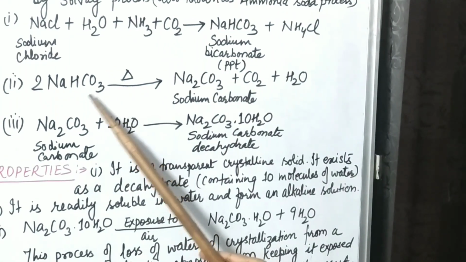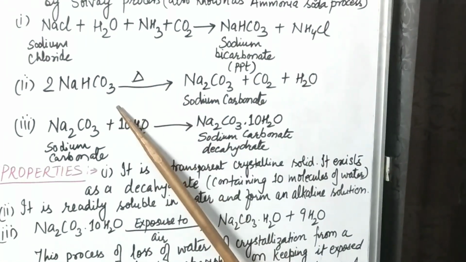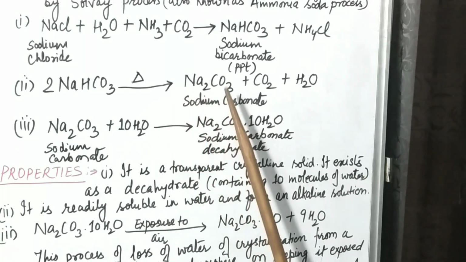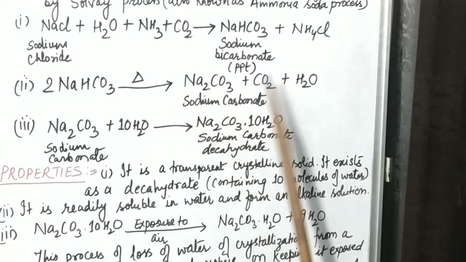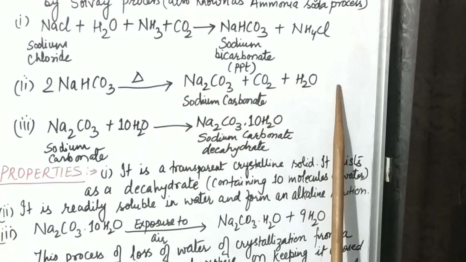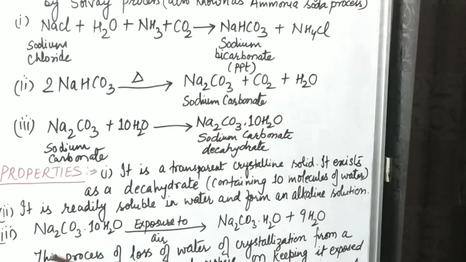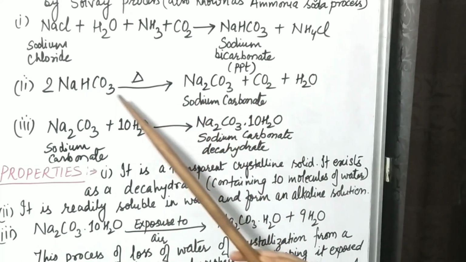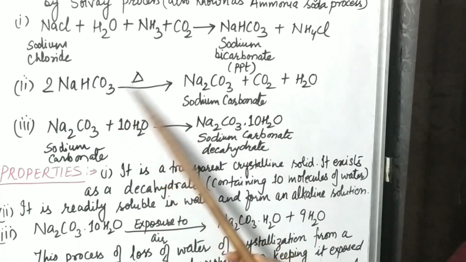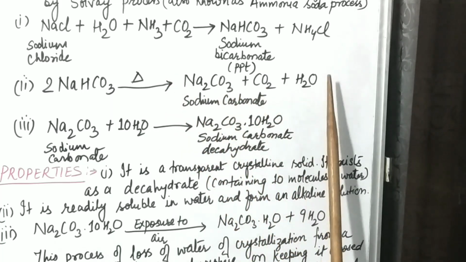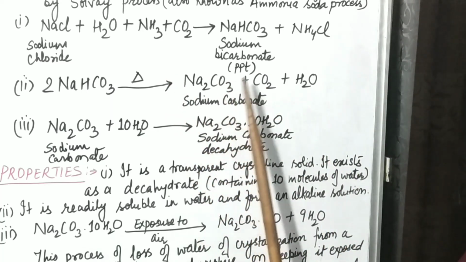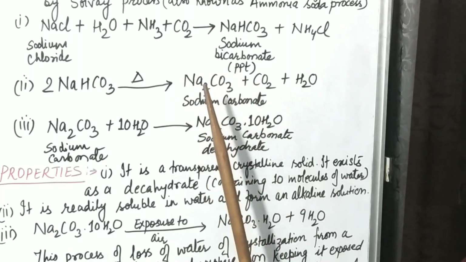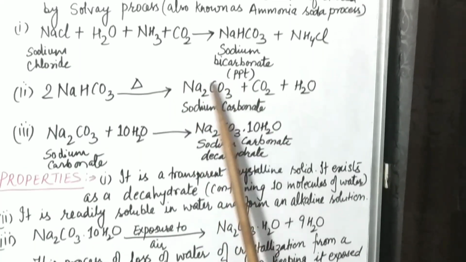You could see here, when it is heated, sodium carbonate is liberated along with CO2 and water. We have seen this in the second video also, that whenever you heat baking soda you get these 3 compounds. Now we have to separate this sodium carbonate in the second step.